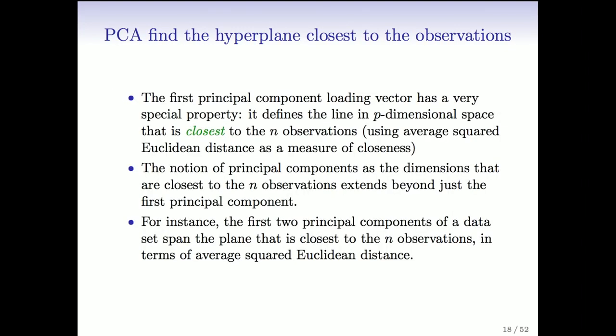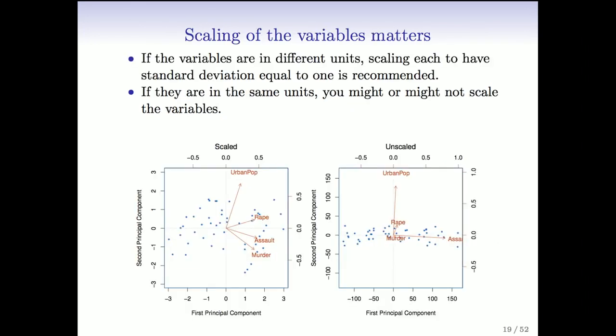So this slide here just describes what we've just gone through in detail. Now, I deferred this point. Scaling of the variables matters. So here's our first two principal components in our biplot again. But this was computed when we standardized each of the variables to have unit variance. What if we didn't do that? Well, you get a very different picture then.